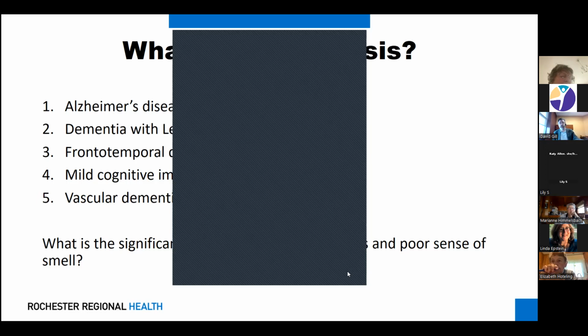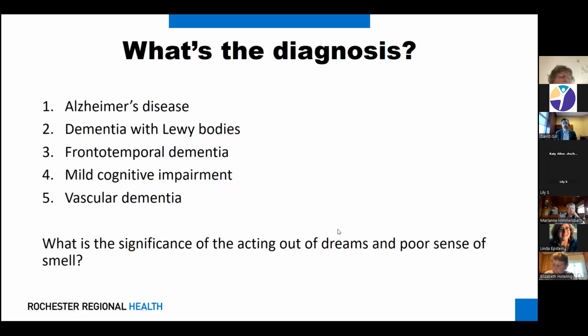All right, so most of you figured me out again, which is good. So this is somebody with dementia with Lewy bodies, and there are a number of things that are important in the acting out of dreams and poor sense of smell in particular. So let me get to that.